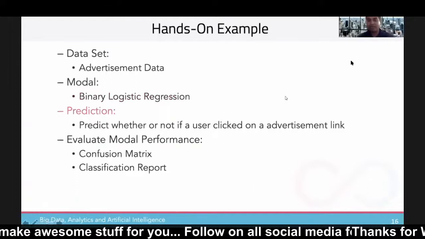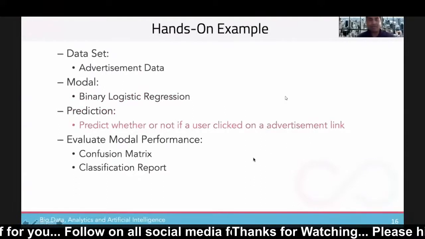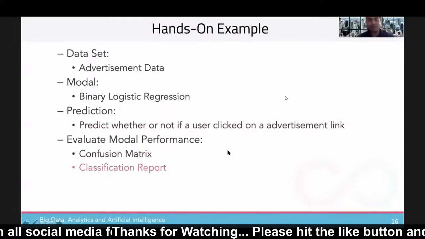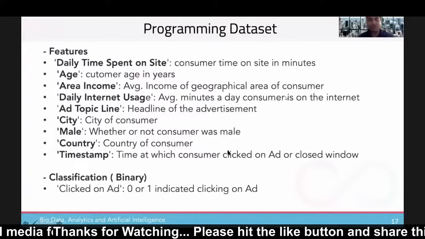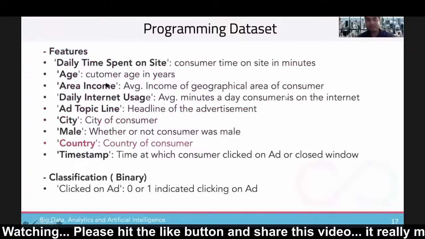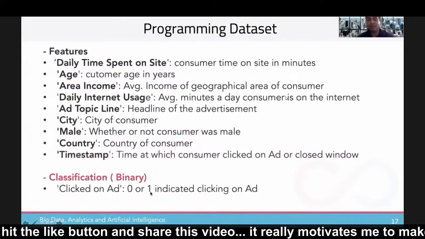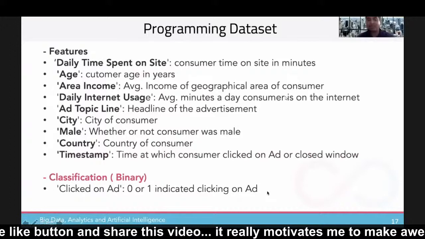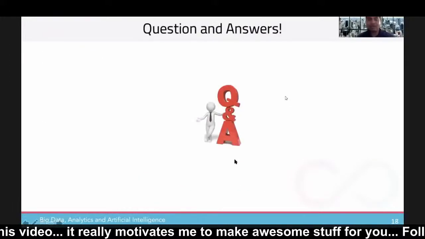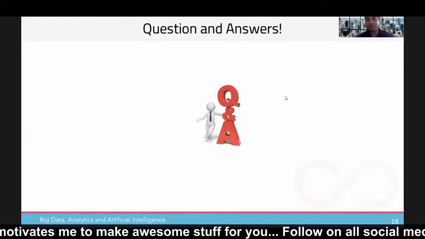We predicted whether a user clicked on the advertisement link, and we evaluated the model by confusion matrix and classification report. These were the features identified: age, area income, daily internet usage, and also topic line, city, country and timestamp, with classification by the model as 0 or 1, to indicate whether they clicked.